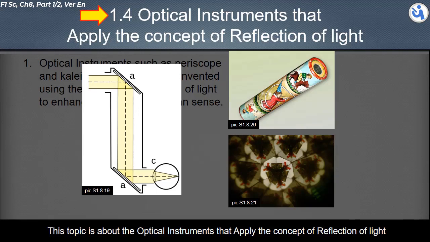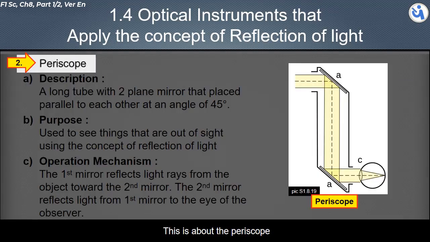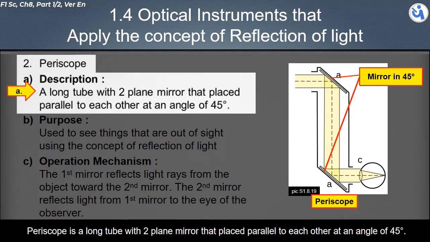This topic is about the optical instruments that apply the concept of reflection of light. Optical instruments, such as the periscope and kaleidoscope, have been invented using the concept of reflection of light to enhance the ability of human senses. This is about the periscope. A periscope is a long tube with two plane mirrors placed parallel to each other at an angle of 45 degrees.